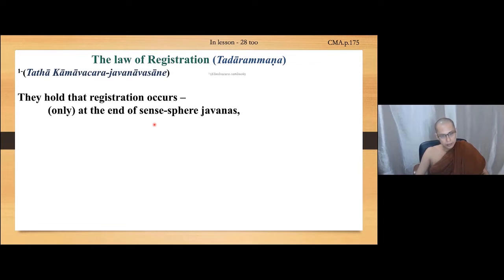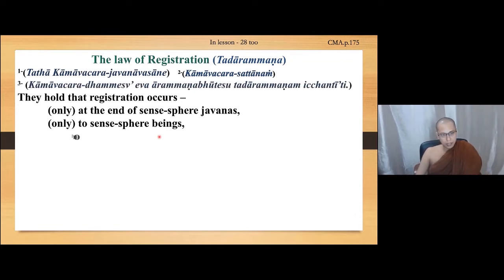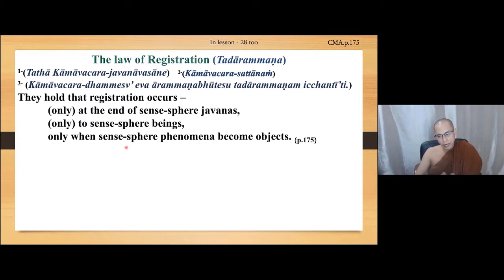And the text says Kamavacara Sattanam. Satta is being, so only sense-sphere beings. And the third rule is Kamavacara Dhammesveva Arammana Bhutesu Tadarammana Icchanti. Arammana is object. So only when sense-sphere phenomena become the object does the Tadarammana, registration, occur. So this is what the Abhidhammattha Sangaha explains.